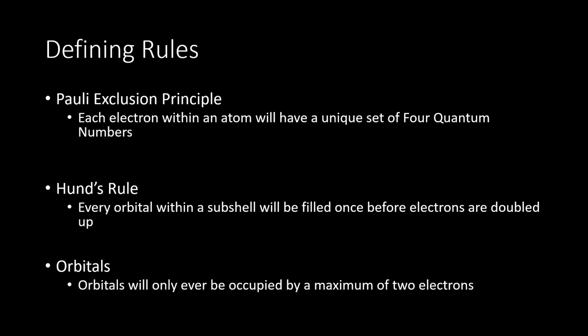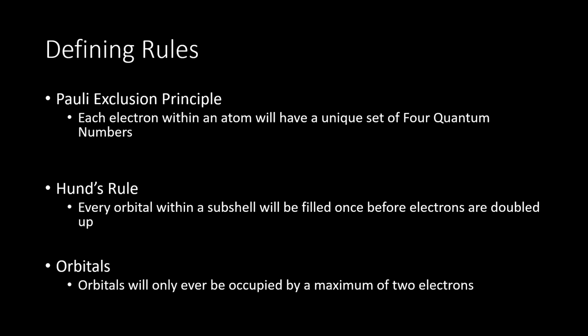Some rules for while we're filling out our atomic orbital diagrams. We have the Pauli exclusion principle, which says that each electron within an atom will have a unique set of 4 quantum numbers. So between the values of n, L, M sub L, and M sub S, no 2 electrons will have the same 4-number combination of those quantum numbers within an individual atom.